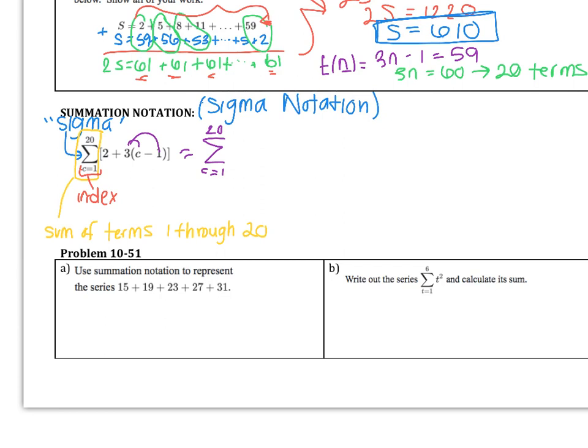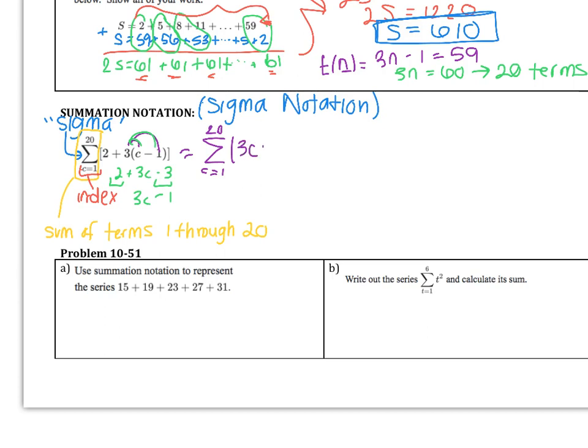This is going to be one colorful problem. Okay, so when I distribute my C, or my 3, it's going to be 2 plus 3C minus 3. And then I can combine the 2 and the negative 3. So this actually all simplifies to 3C minus 1. So that means when I'm simplifying that, I'm really finding the sum of the sequence 3C minus 1.